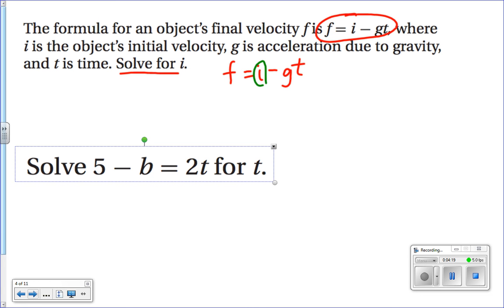So I think, okay, what's the opposite of minus gt? Plus gt. I'm going to do that to both sides. Okay, keeping these separate. On the right, a minus gt and a plus gt, those are gone. All that's left is the I, like I want.